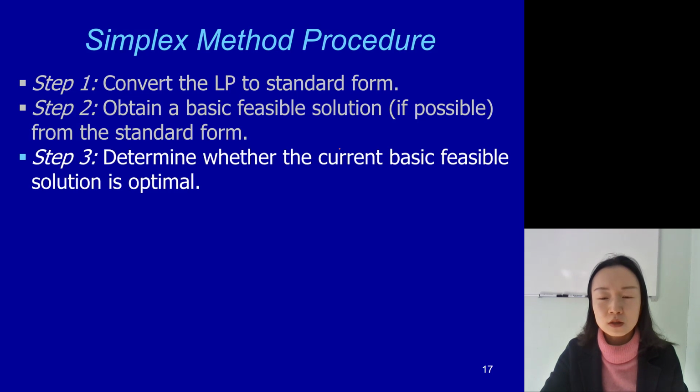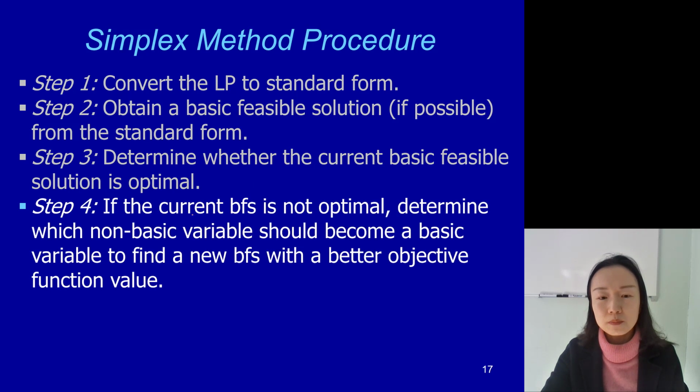And we determine whether the current basic feasible solution is optimal. This means that we look at the two adjacent points and see if by moving to either direction will help us improve our objective function value. If not, then the current point is optimal. If yes, then we'll go to the next step.